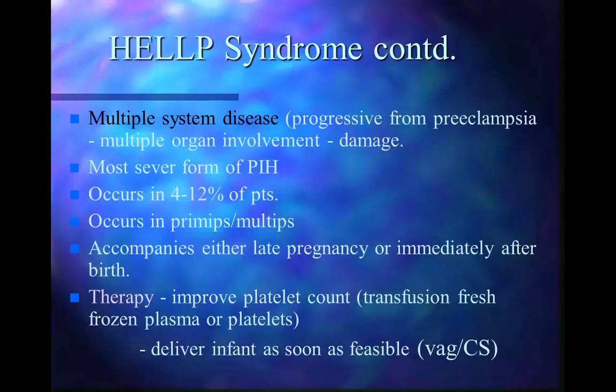And the therapy here, along with other treatments, is to improve the platelet count, and we'll use fresh frozen plasma or platelets, whatever we need to do, and deliver the infant as soon as feasible, either vaginal or C-section, whatever is going to get that baby delivered fastest. So if she's already in labor and progressing, they'll continue with that vaginal delivery as long as the fetus is stable.